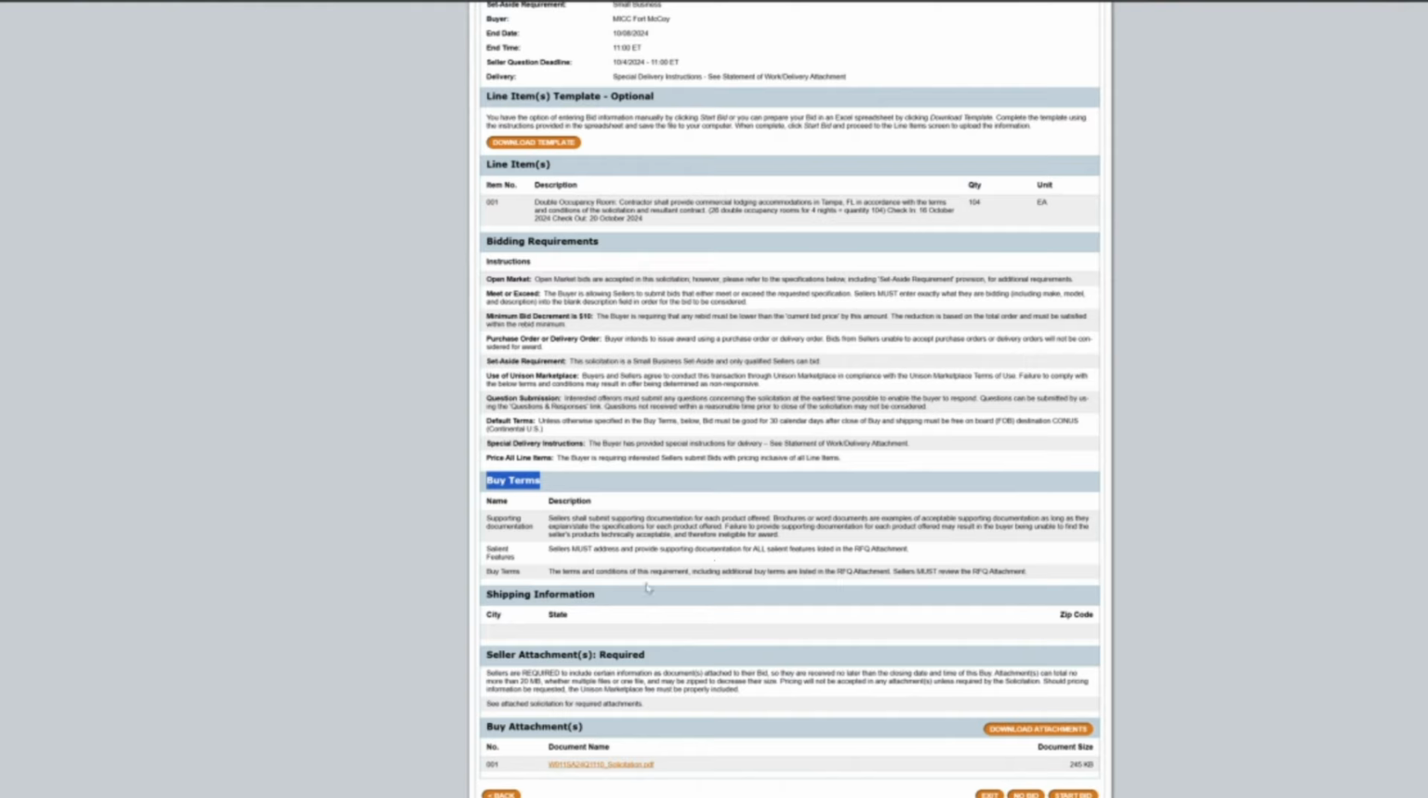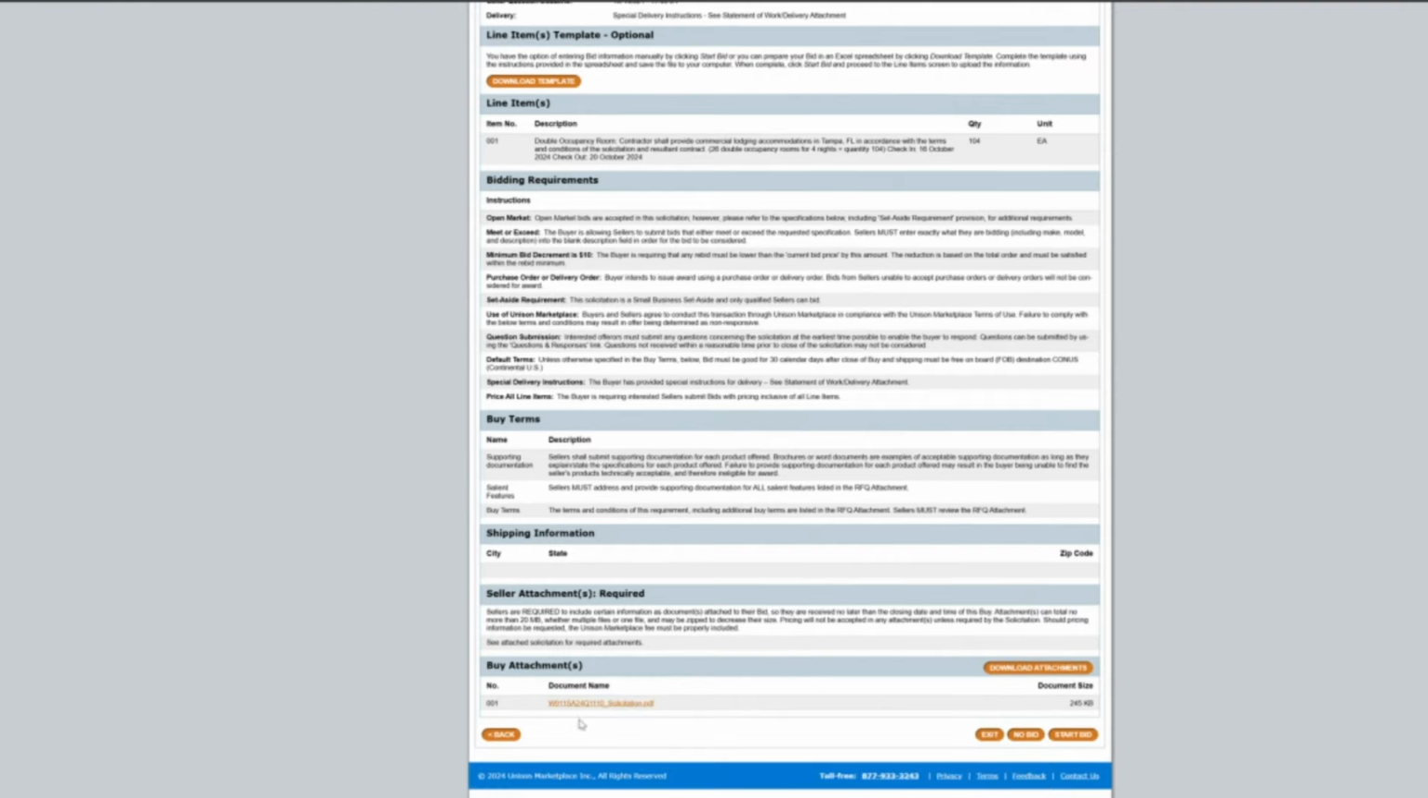Next, we're going to look at seller attachments. You're going to make sure you do exactly what they're telling you to do. Don't do anything more. Don't do anything less. Do exactly what they are telling you to do. You're going to click on this solicitation right here. Usually there's more documentation right here. You would click on all these. You want to make sure you read these.